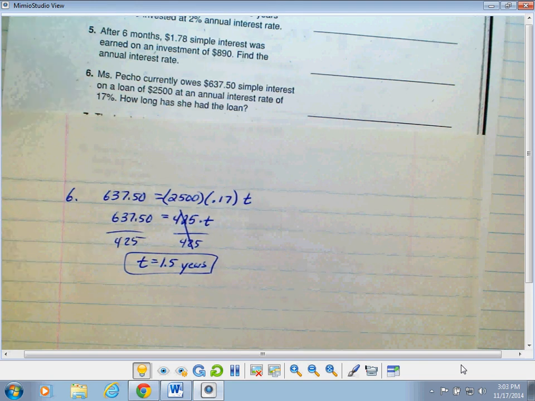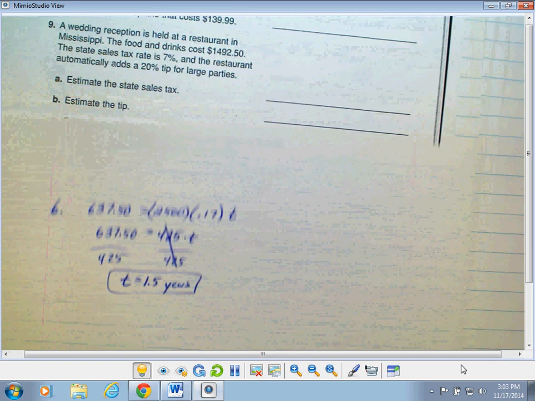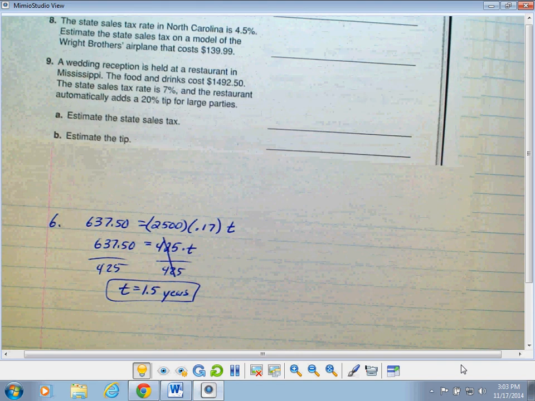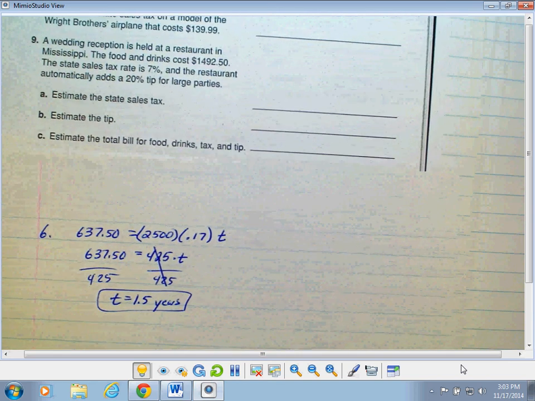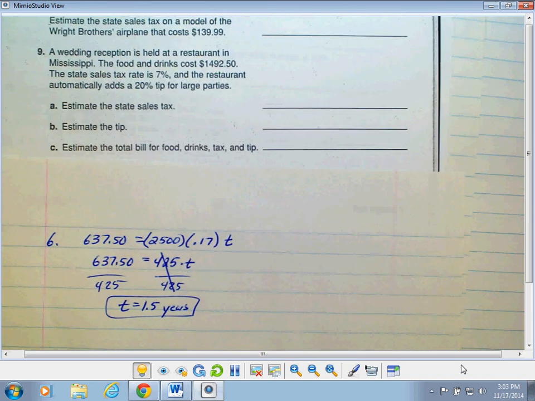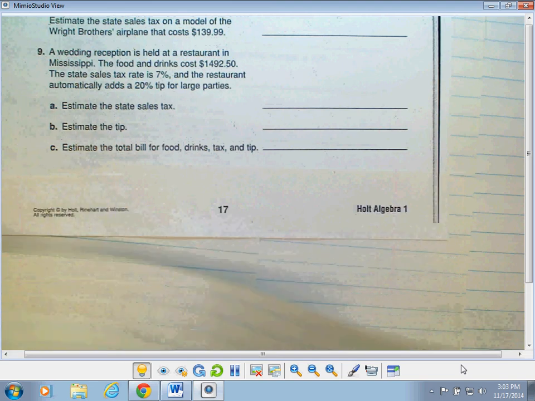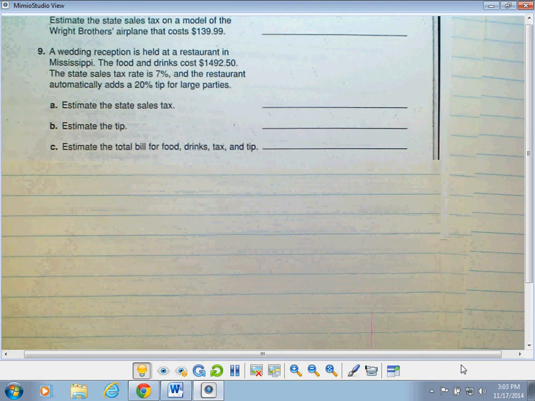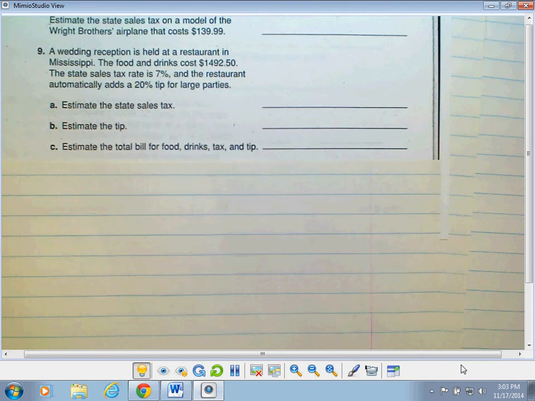Okay, we're down to actually my favorite problems on the paper, which are estimating problems. And I actually want to skip down to number 9 first, because I think number 9 is the best example of quick estimation when you might do it. So if we read through it, we're talking about somebody who has a wedding reception where the food and drinks total costs $1,492.50. But if you read through the whole problem, it says the sales tax is 7% and the restaurant adds 20% tip for large parties. Then A, B, and C ask you to estimate everything.